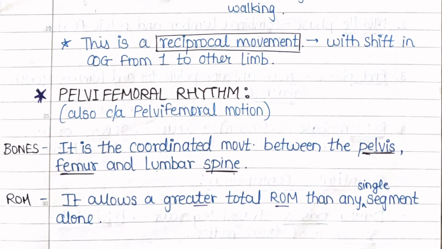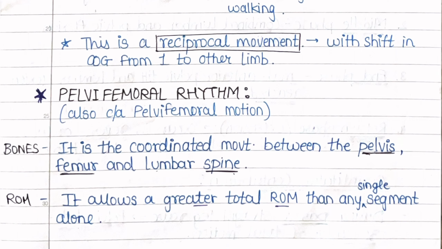Then comes pelvifemoral rhythm. This is an important question for 7 marks as well as 15 marks, similar to scapulohumeral rhythm in the shoulder joint. Pelvifemoral rhythm is also known as pelvifemoral motion. It is a coordinated movement between the pelvis, femur and spine. In terms of range of motion, it allows a greater total range of motion than any single segment alone.